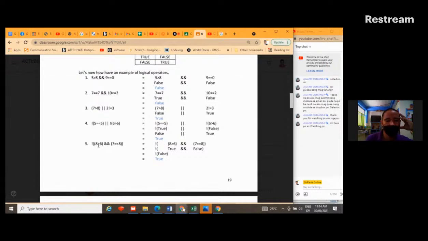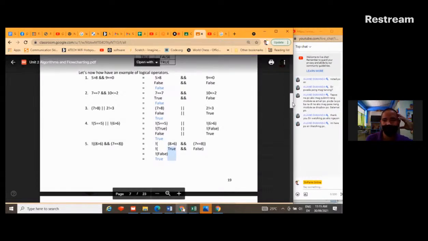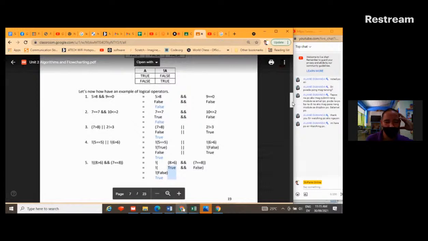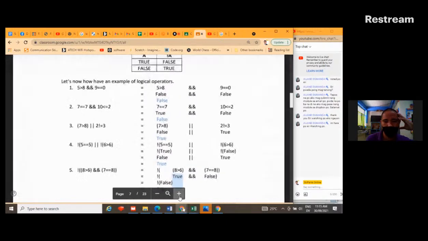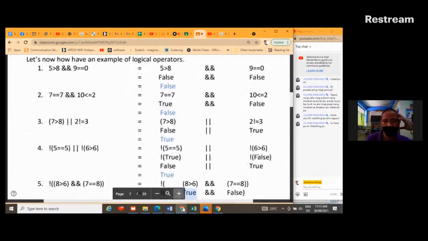And number 5. 8 is greater than 6 and 7 is equal to 8. 8 is greater than 6 is true. 7 is equal to 8 is false. So true and false is false. NOT false is equal to true. So I hope you find it easy. If not, you have to review. Let's try to zoom this out.